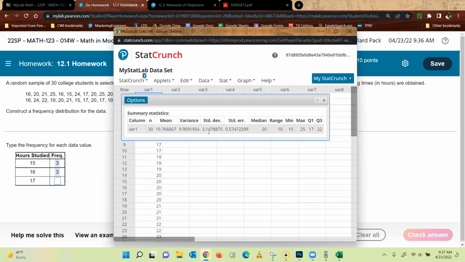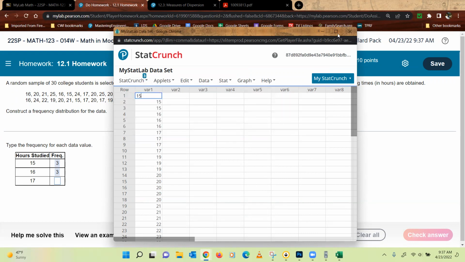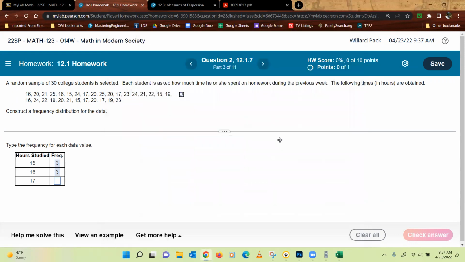Now, I'm not sure whether that standard deviation is of a sample or of the entire population. So be careful using that one. But being able to open this in StatCrunch is helpful. And I've made it so that will be available to you. So that's a tool that you can use on the 12.1 homework that I forgot to mention before.